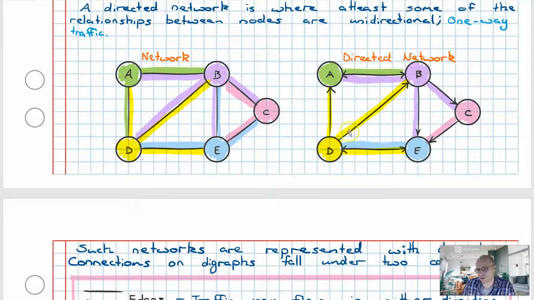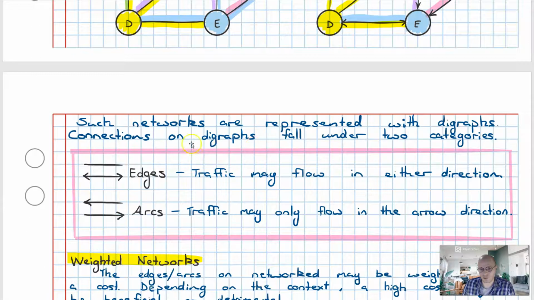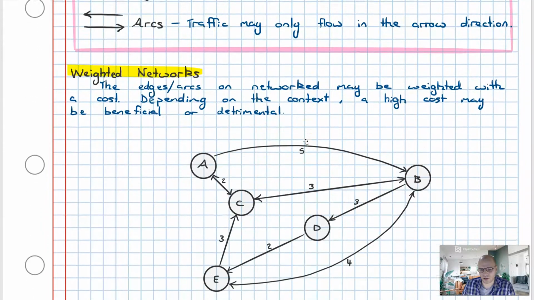When we have this relationship where there's only an arrow in one direction, we call these arcs. Remember, the terminology between edges and arcs is non-interchangeable, in that if you call this entity over here an arc, then it's going to be technically wrong. These are edges, these are arcs. On top of directed networks, what we also have are things called weighted networks.